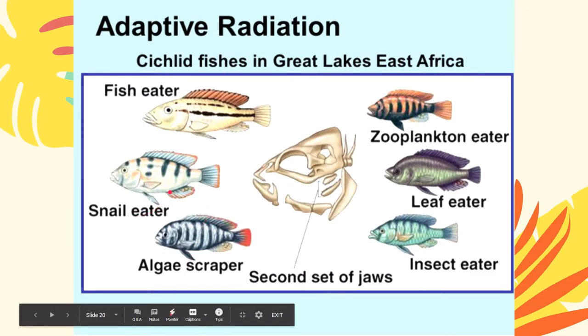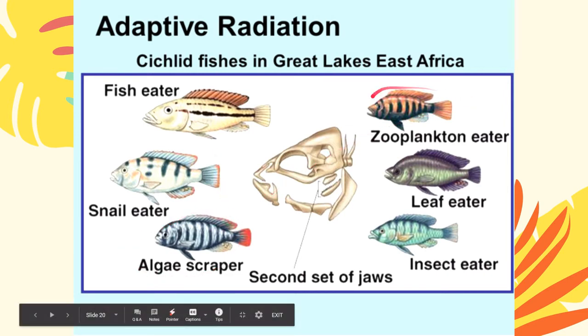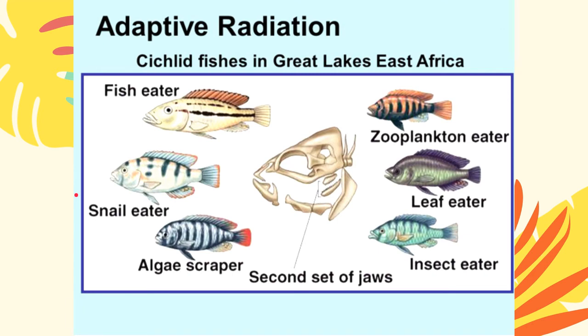Adaptive radiation is also shown by cichlid fishes in the Great Lakes of East Africa. So this is their adaptation to have a second set of jaws for better chewing and grinding of the food that they eat. However, based on the food that they eat, they diverge from each other. They adapted away from each other to become better suited to their environment. So this is the adaptation and evolution of the fish eaters, snail eaters, algae scrapers, zooplankton eaters, leaf eaters, and insect eaters. So they had adaptive radiation to become better suited to their environment.